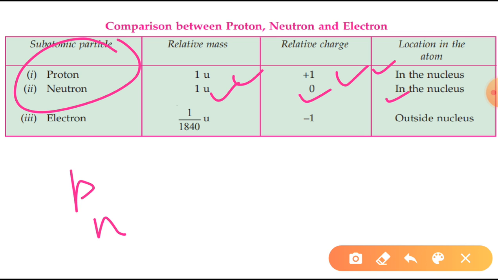Lastly, we have to discuss electron. The electron was discovered by J.J. Thomson. The symbol used to represent it is e. Its relative mass is 1/1840 u, its relative charge is -1, and it is located outside the nucleus.